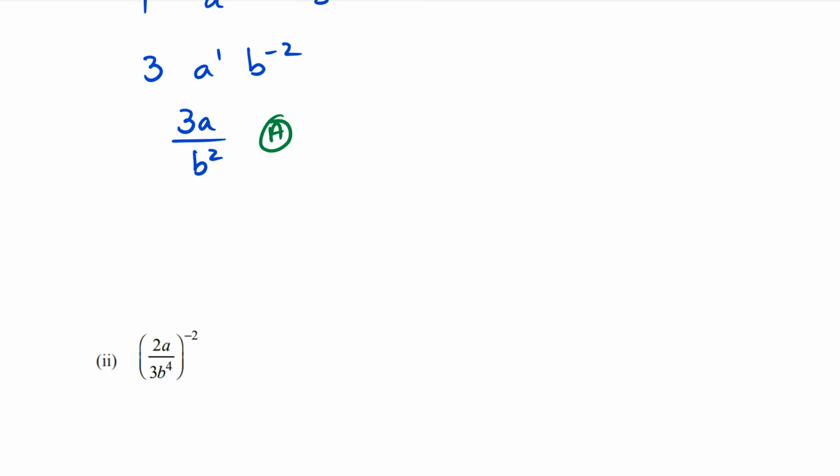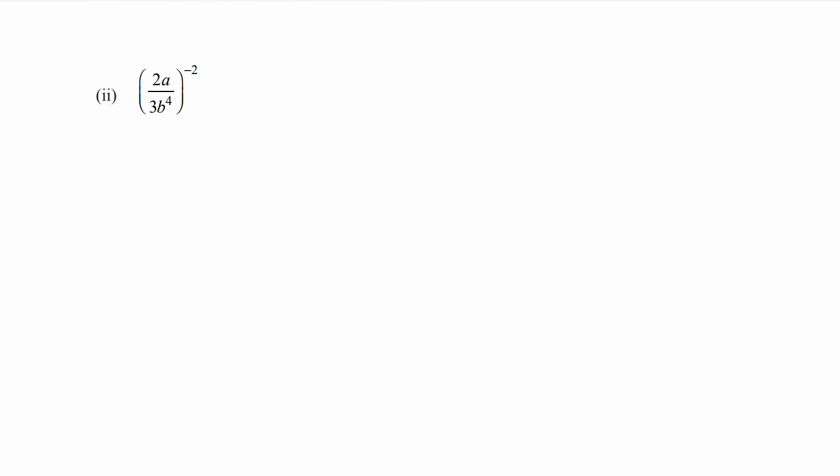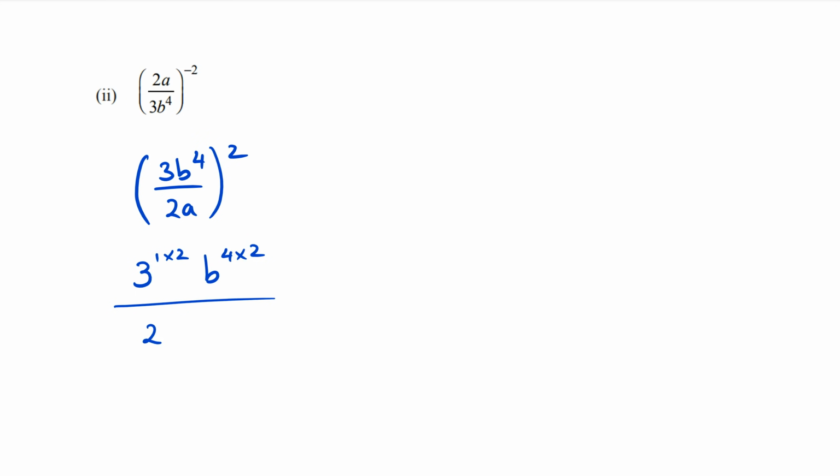Okay, so let's go to the next part of this question. So again, writing this in positive indices. I always say this, if you're working with negative indices, just flip the fraction and change the power. So in this case, you can rewrite this as 3b to the 4 over 2a, all to the power of 2. So expanding the brackets, we're going to get 3 to the power of 1 times 2, b to the power of 4 times 2, divided by 2 to the power of 1 times 2, and a to the power of 1 times 2.